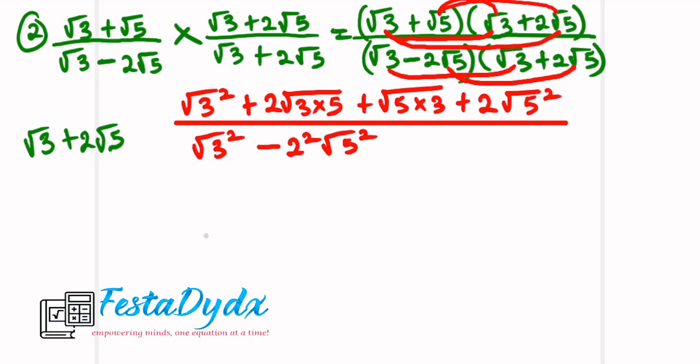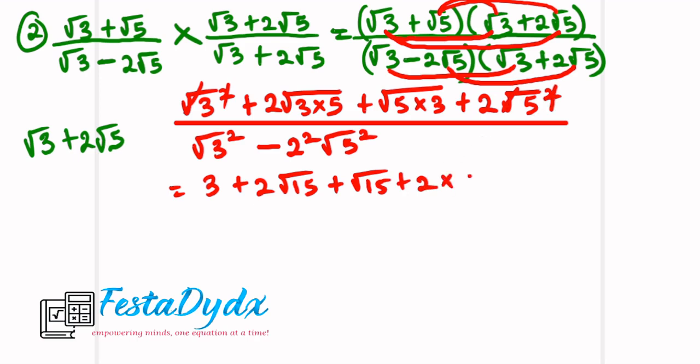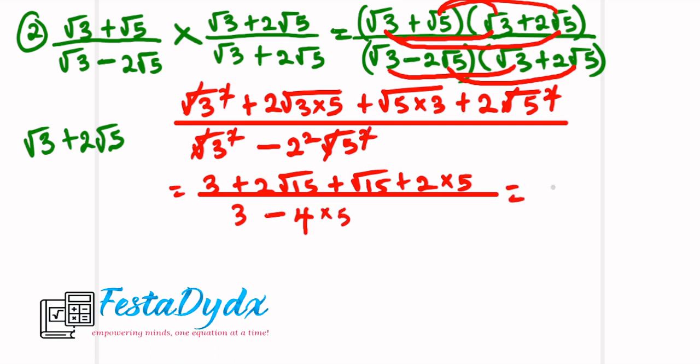Root 3 square, square root cancel square, we are left with 3. And then here we'll have 2 roots. 3 times 5 is 15, plus 5 times 3 is what? 15. So plus root 15 plus 2. Square root cancel square, we are left with 5. So 2 times 5 for the numerator. And now for the denominator, square root cancel square, we have 3 minus 2 square is what? 4. Square root cancel square is what? 5. So times 5.